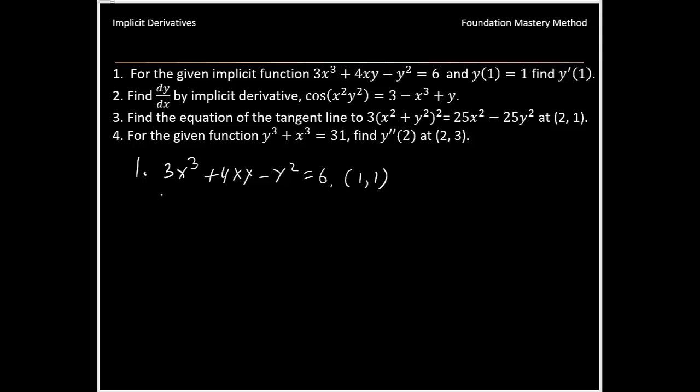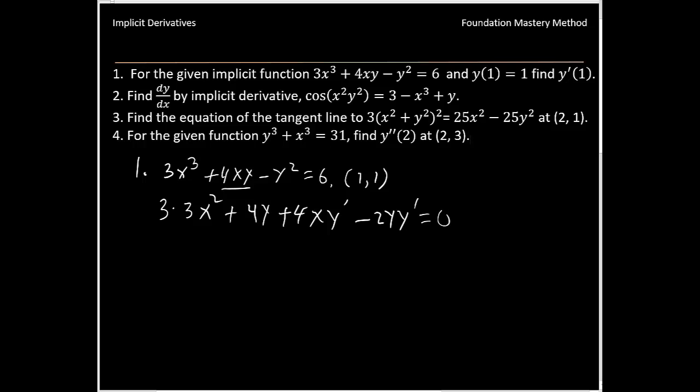So then this one gives me 3 times 3x squared, plus this one is a product rule. So first we take the derivative of x, so we get 4y, plus, now take the derivative of y, so we get 4x y prime, minus the derivative of y squared with the chain rule, which will be 2y and then y prime, and the right side is 6, so the derivative is 0.